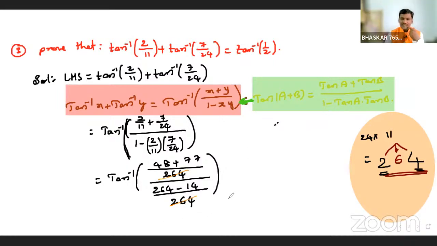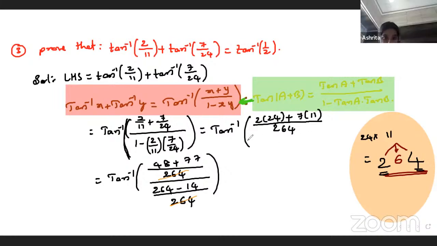So what do we get here? How did you solve the denominator, sir? If you want, you can write one more step here. Tan inverse of... taking the LCM here, 11 into 24, that is 264. So 2 into 24: here we multiply these two and these two. 11 into 24 is 264. This 2 we multiply by 24, and this 7 we multiply by 11.